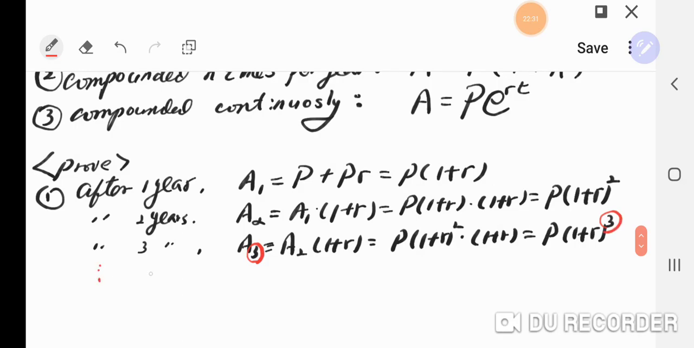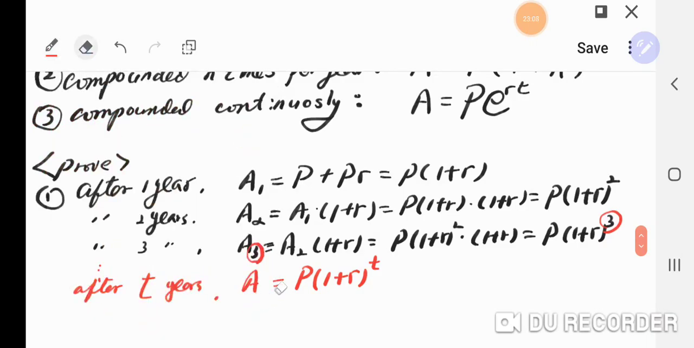If you keep going, after n years, the total amount, which is A, will be the principal times (1 plus R) raised to the nth power. So that is after n years. Why don't we use t years? If we use after t years, then this will be t.